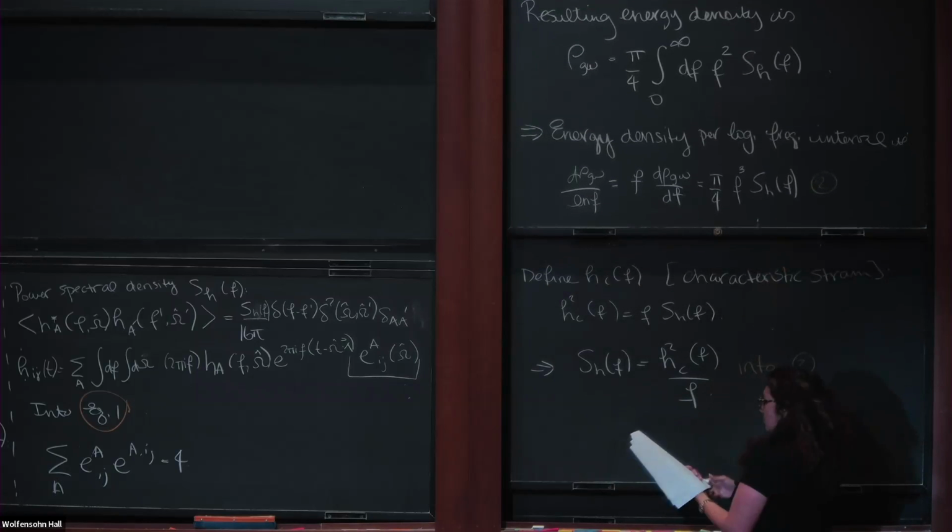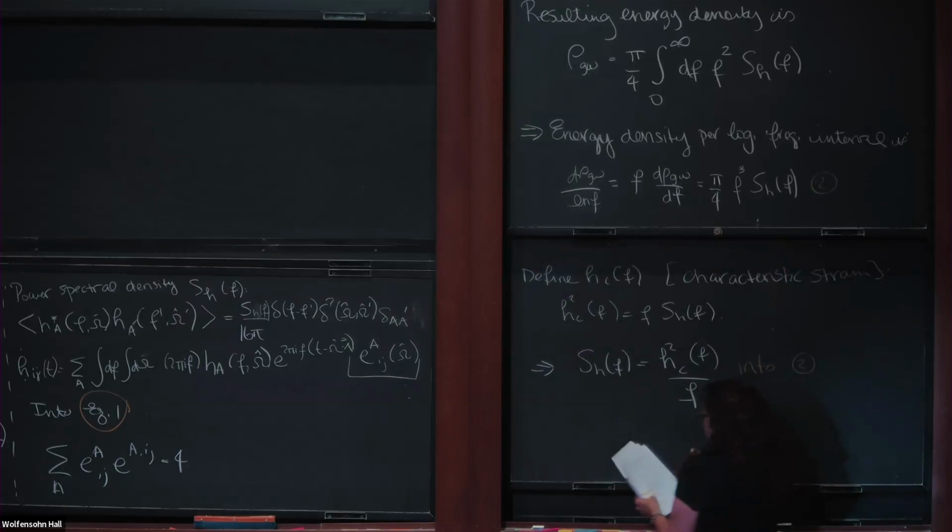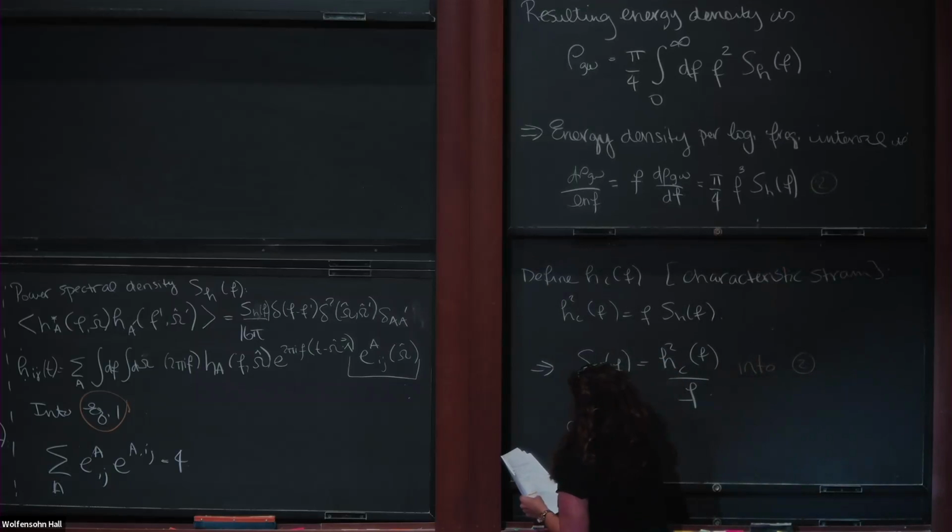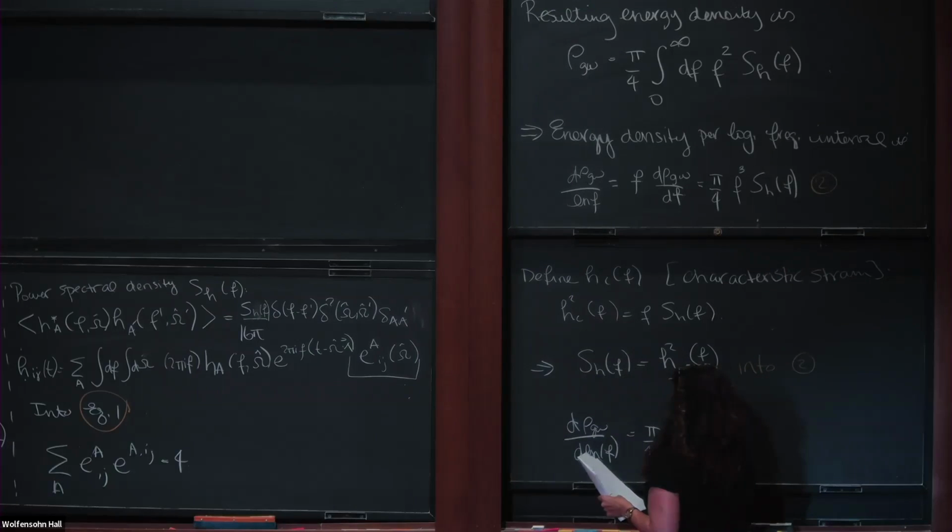Okay, equation 2. And then you get the expression d rho_GW by d log f is pi over 4 f squared h_c squared of f, which is what we were trying to show.